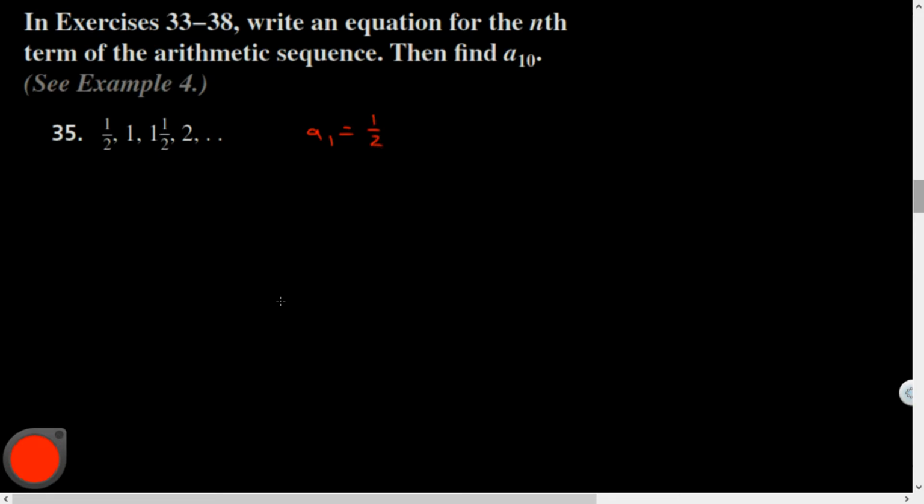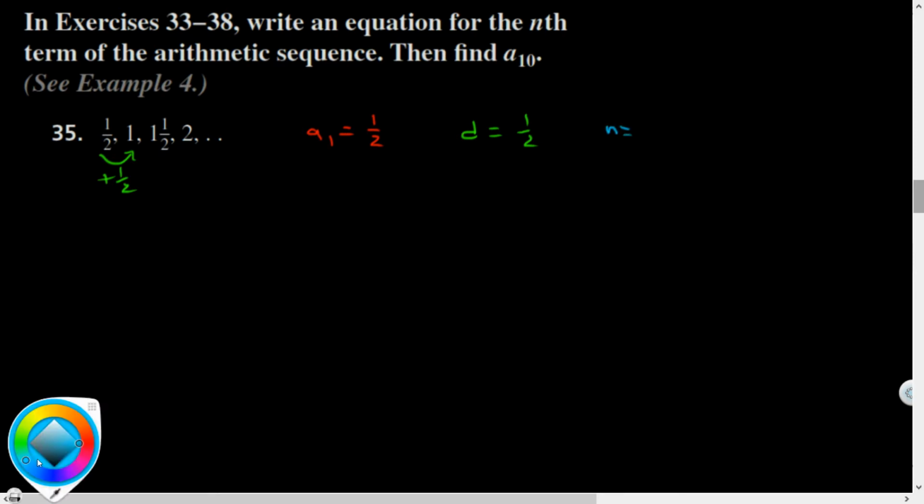Yeah, 1 over 2, 1/2. So I need the first term. I need the common difference. It looks like it's adding by 1/2, right? I also need to know n, the number of the term I'm looking for, and I'm eventually going to also be looking for a sub n.